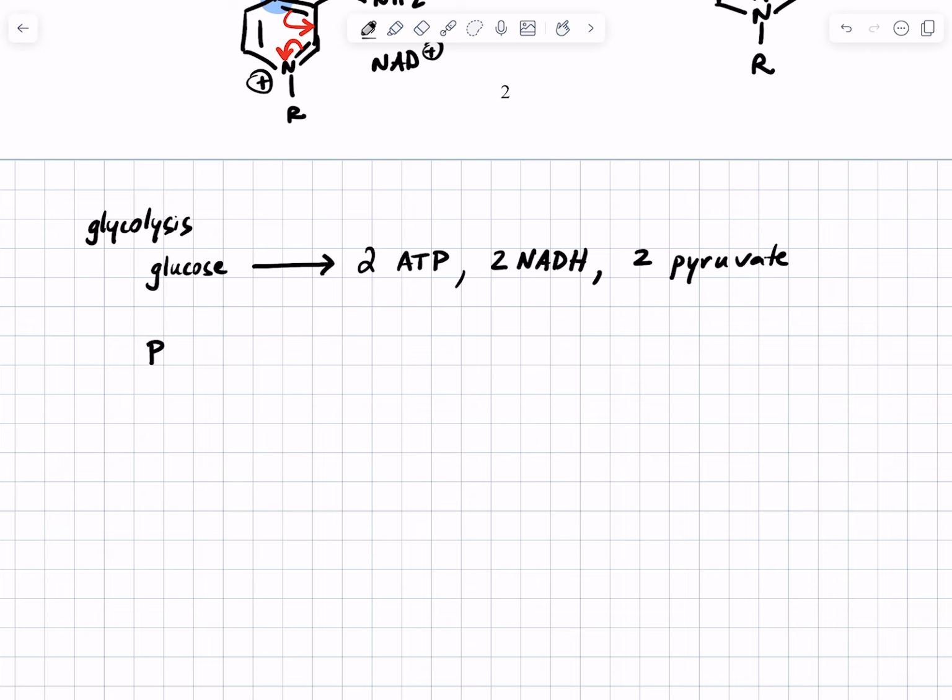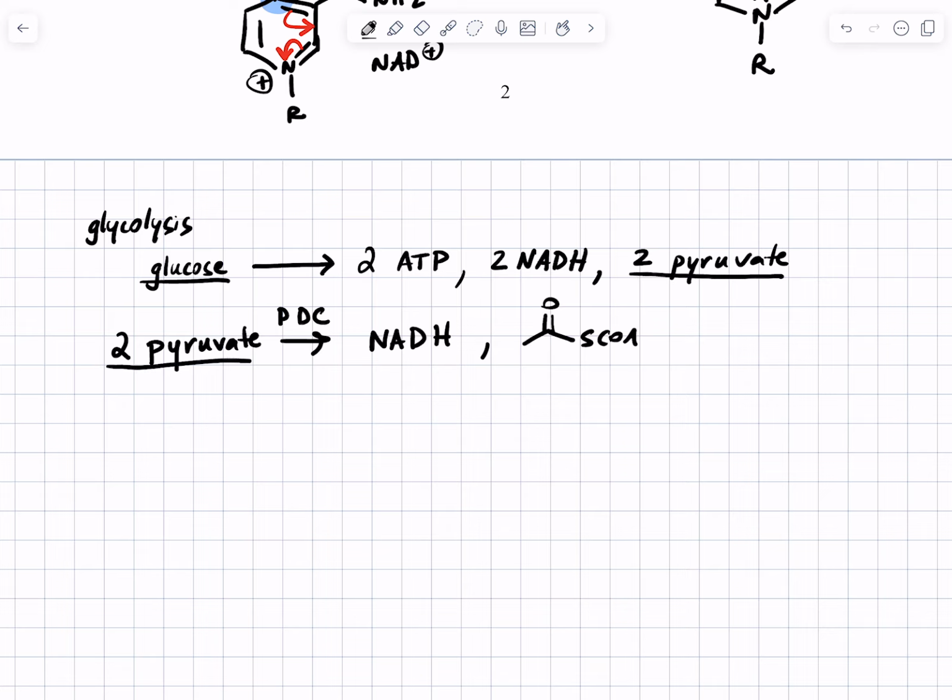Second, for each molecule of pyruvate, when we do the pyruvate dehydrogenase complex, how many NADHs do we generate for 1 pyruvate? 1. It's just 1, yep. 1 per pyruvate, and then we also generate acetyl-CoA. Now, since we're talking about relative to glucose, I'm going to put a 2 here, since 1 glucose leads to 2 pyruvate. 2 pyruvate leads to 2 NADHs and 2 acetyl-CoAs.